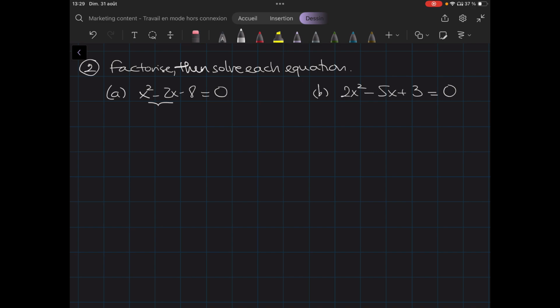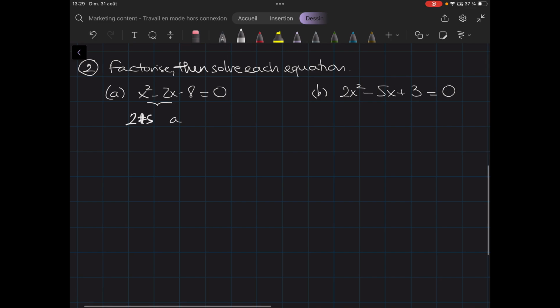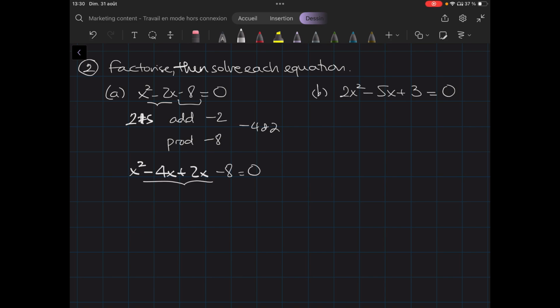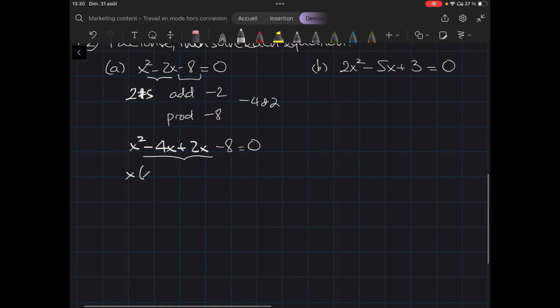We need to find two numbers that add up to -2 and have a product of -8, or this constant over here. The two numbers are -4 and 2. Therefore, we will write -2 as -4 plus 2 minus 8. Factor the x out from the first pair of terms, factor the 2 out from the second pair of terms.